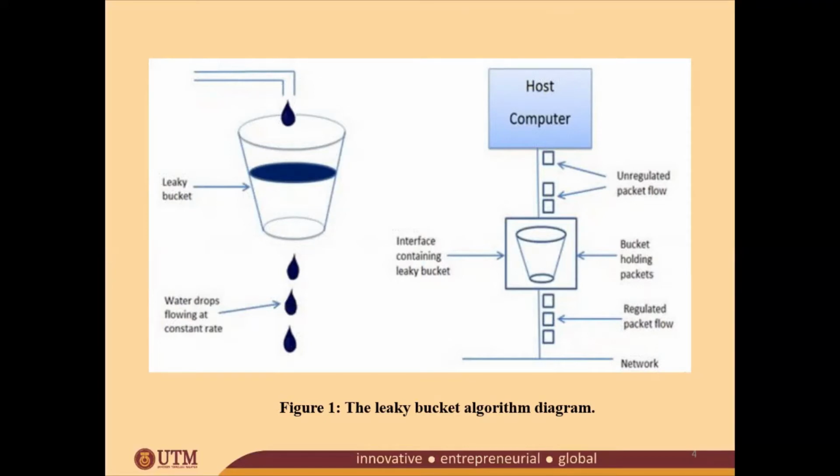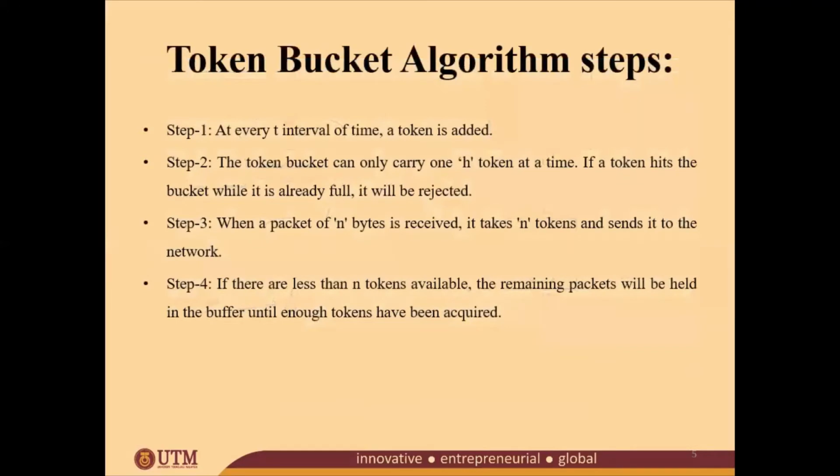There is a packet flow, which is in an unregulated way. So we have a packet holding the packets which are coming from the computer host, and an interface containing the leaky packet. So this packet contains an interface, a leaky packet, and then packets go through it in a regulated packet flow. Okay, token packet algorithm steps.